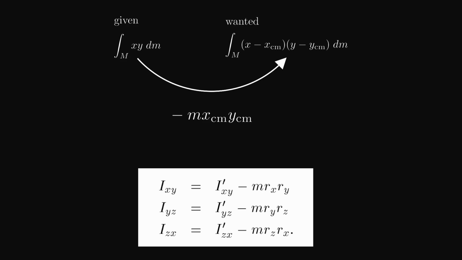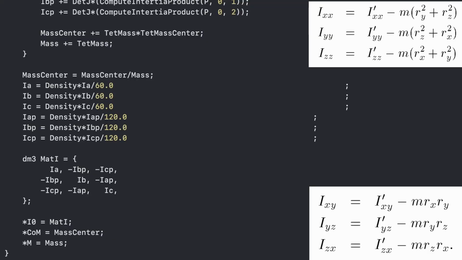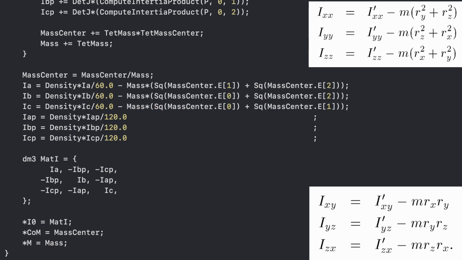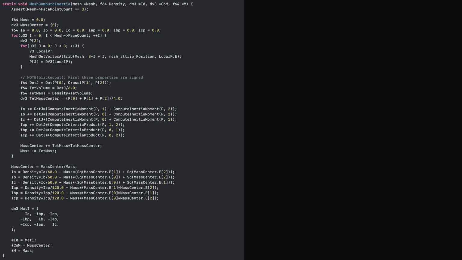Was pretty manageable, right? Turning the formulas into code is straightforward. The mass and the center of mass were already computed. For the main diagonal elements, I subtract the mass times the squared length of that part of the center of mass that is perpendicular to the corresponding main axis. For the off-diagonal elements, I subtract the mass times the product of the two relevant center of mass components. That's it. And that's the final function.